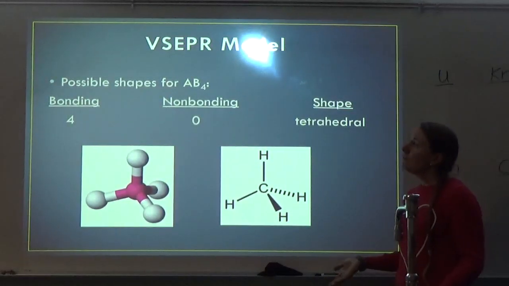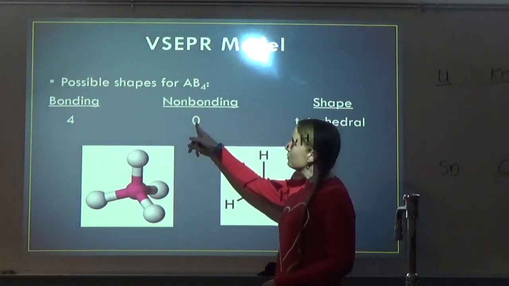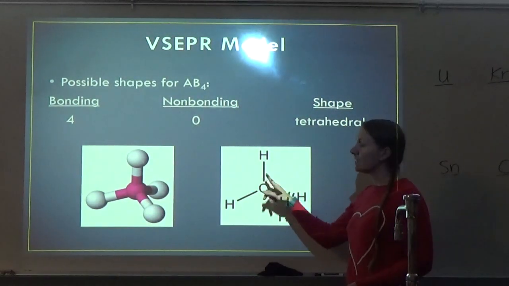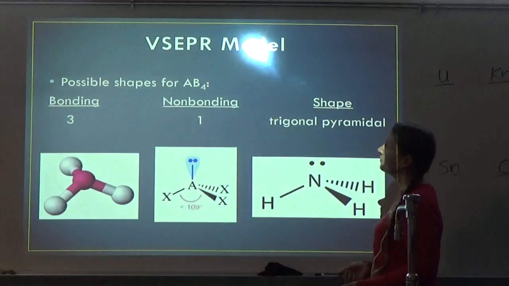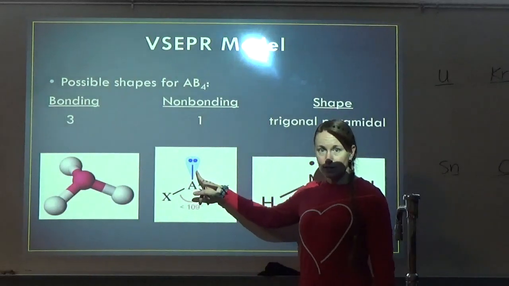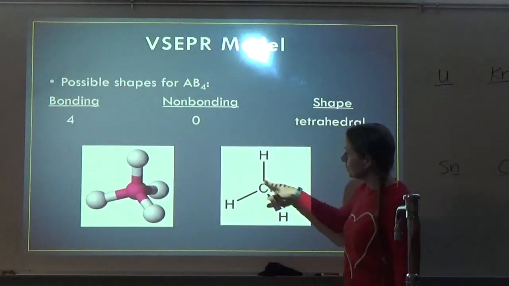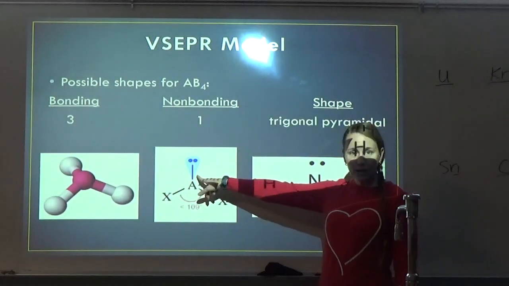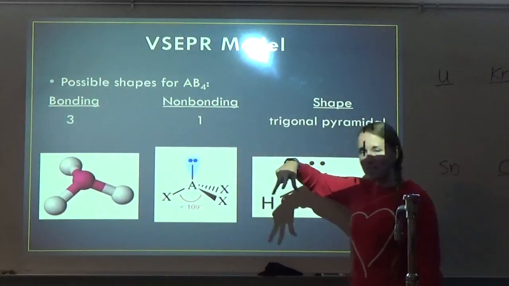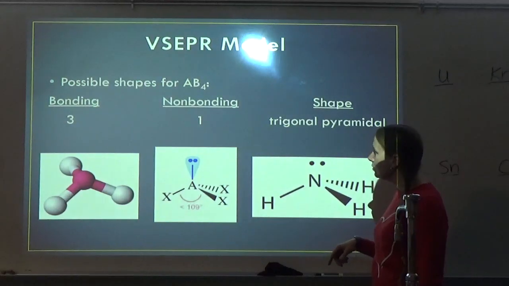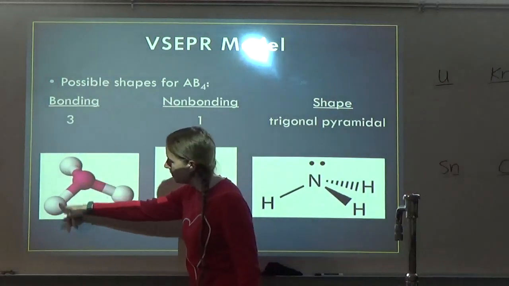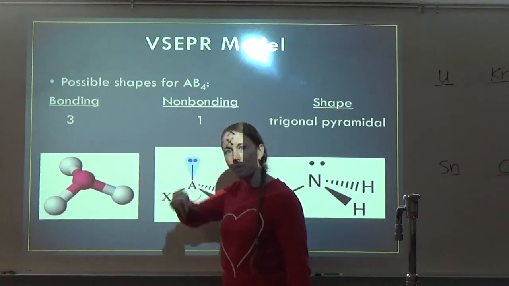Alright, if you have AB4 and there's 4 bonding, 0 non-bonding, it looks like this. It's tetrahedral, and of course we've already said it has a 109.5 degree bond angle. If you have 3 bonding though and 1 non-bonding, okay, so all we did was we took this and turned one of these into a lone pair. You can't see the lone pair anymore, so you just have the 3 going down, and so that is called trigonal pyramidal because the base of it makes a triangle, but it's kind of a pyramid shape.